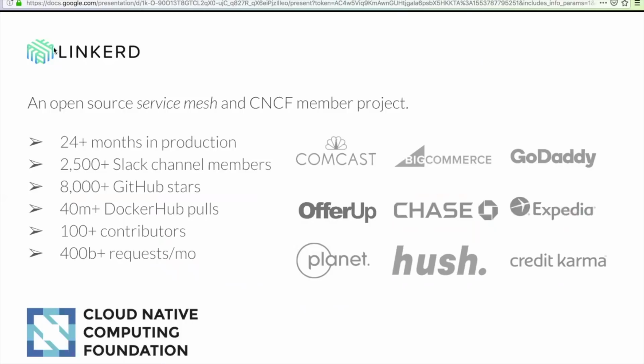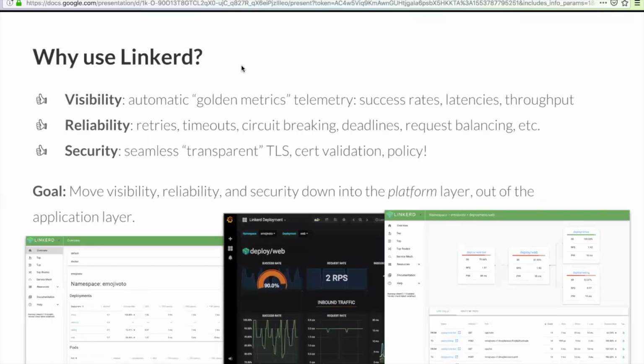So what is Linkerd? It's a CNCF project. Of course, it's an open source service mesh. It's been around for a couple of years. We've been in production at companies around the world for about 2 years, and have a very healthy and thriving Slack community. Lots of GitHub stars, of course, very, very important. Lots of Docker Hub pulls, lots of contributors, and we're used at all sorts of fancy companies around the world.